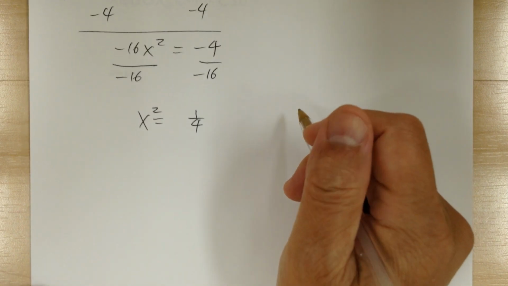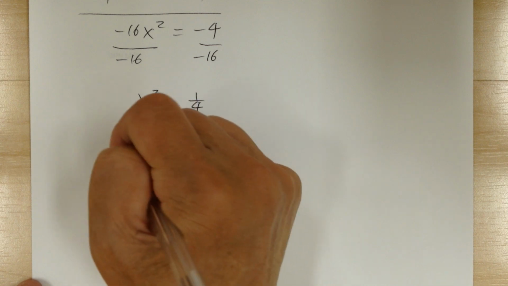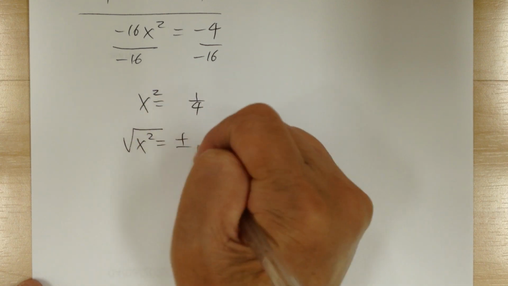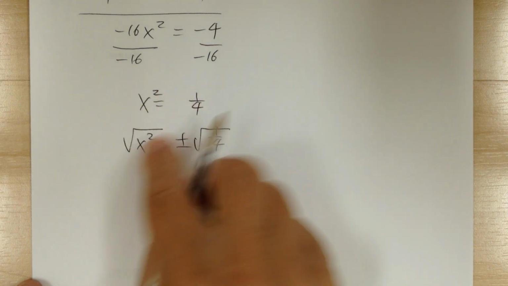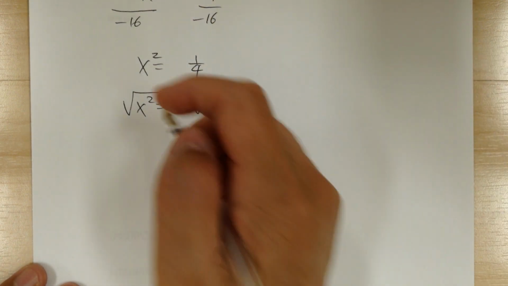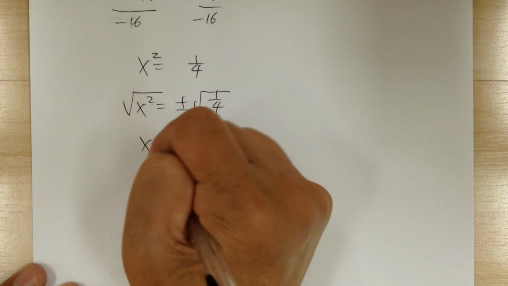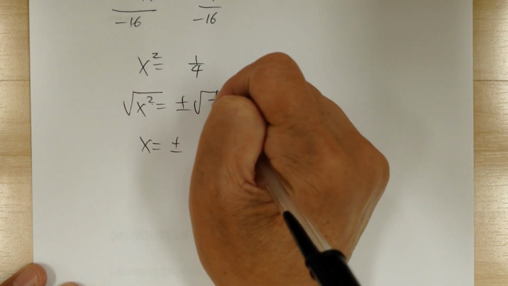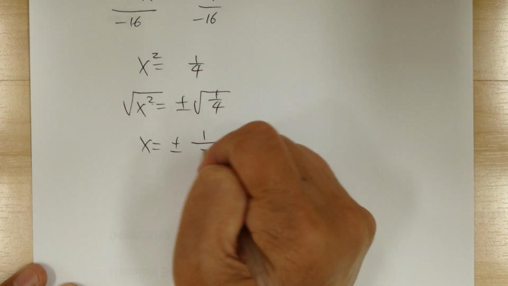Then after that, you take the square root on both sides. And remember plus or minus. Right? Take the square root on both sides. And again, make sure you show all your steps. So square and square root cancel out. And over here, square root of 1 is 1, square root of 4 is 2.